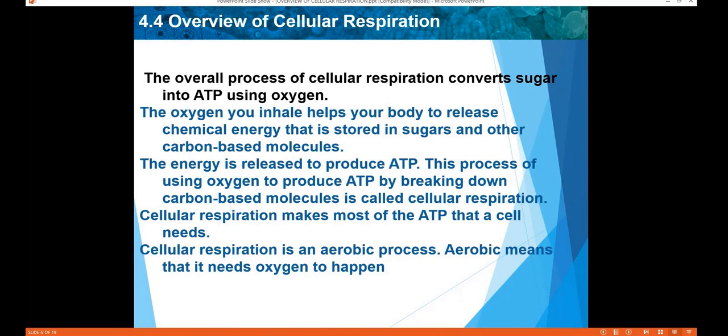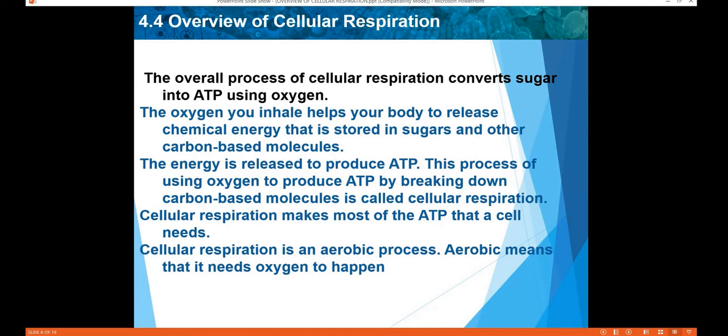This is what we have over here. The oxygen you inhale helps your body to release chemical energy that is stored in sugars and other carbon-based molecules. The energy is released to produce ATP, and this process of using oxygen to produce ATP by breaking down carbon-based molecules is called cellular respiration.